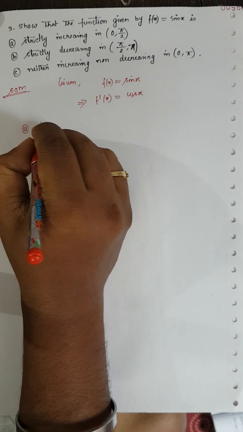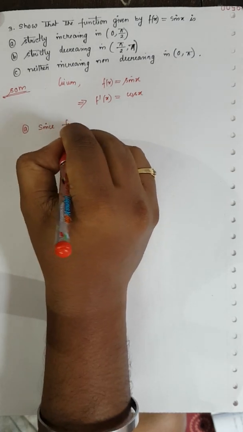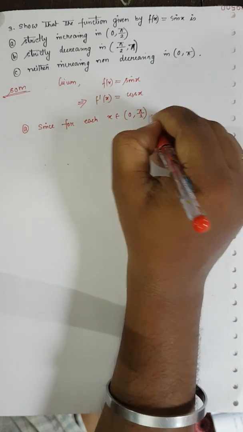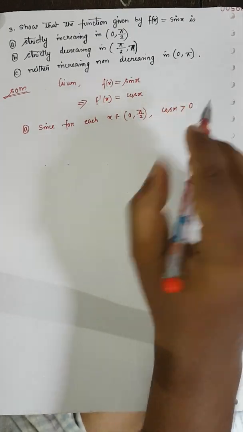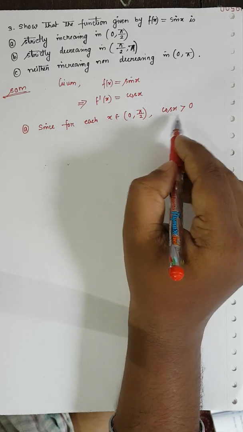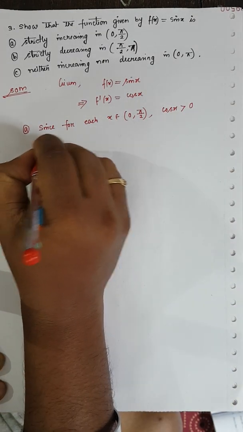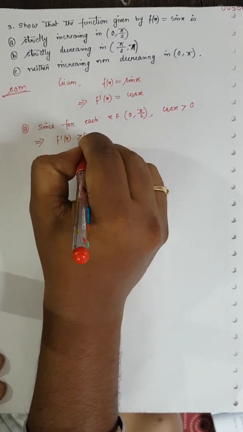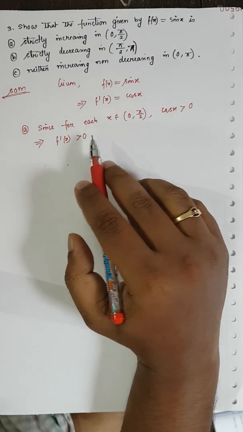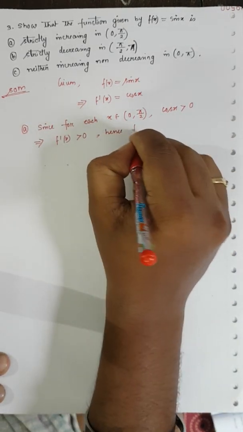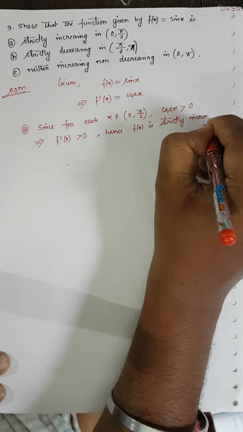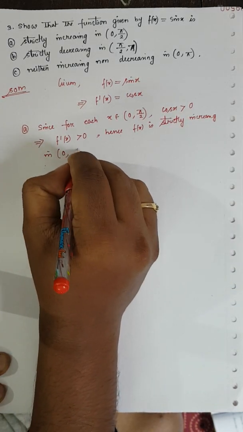Now, number A. Since for each x belongs to 0 comma pi by 2, the value of cos x will be greater than 0. We know that in the first quadrant cos x is positive. So clearly for each x belongs to 0 comma pi by 2, the value of cos x is greater than 0. It implies f dash x is also greater than 0, because f dash x is equal to cos of x. Hence f of x is strictly increasing in 0 comma pi by 2.